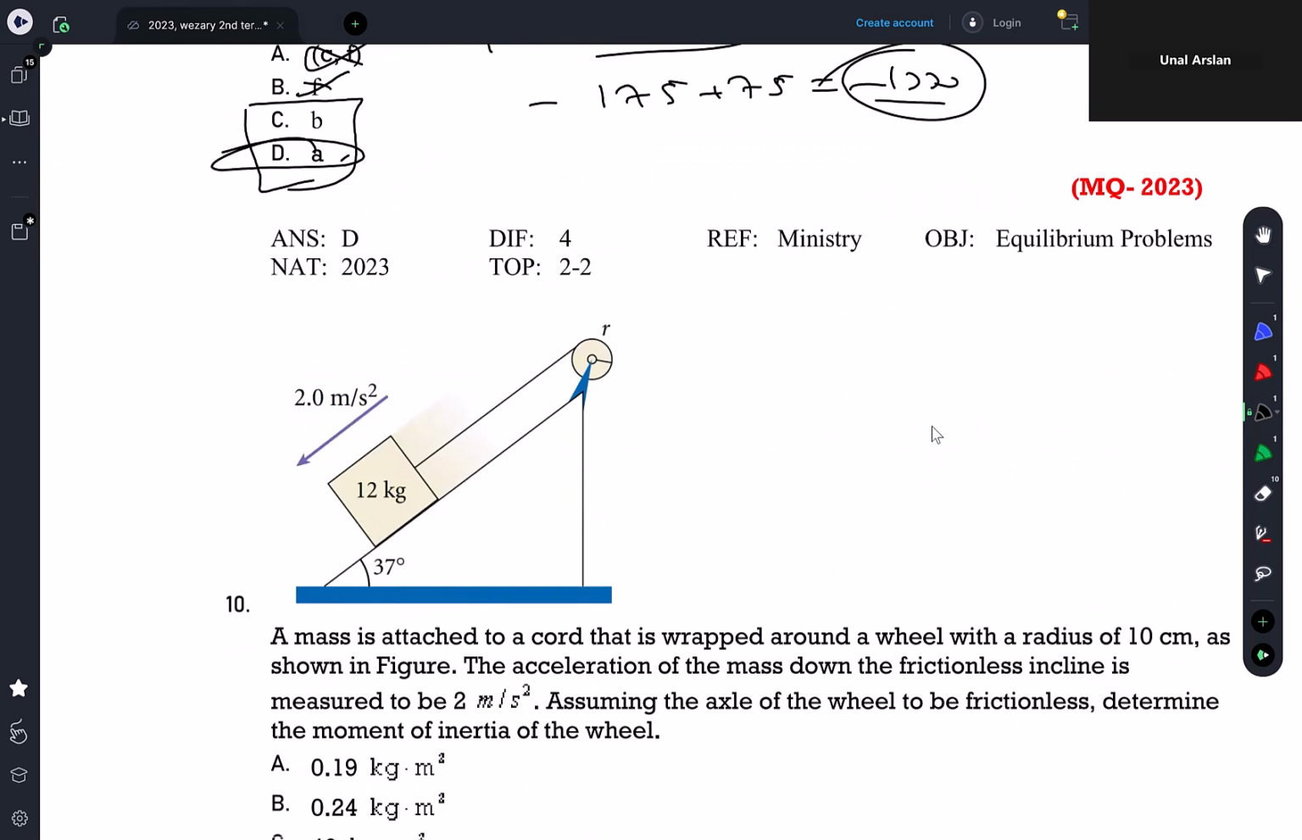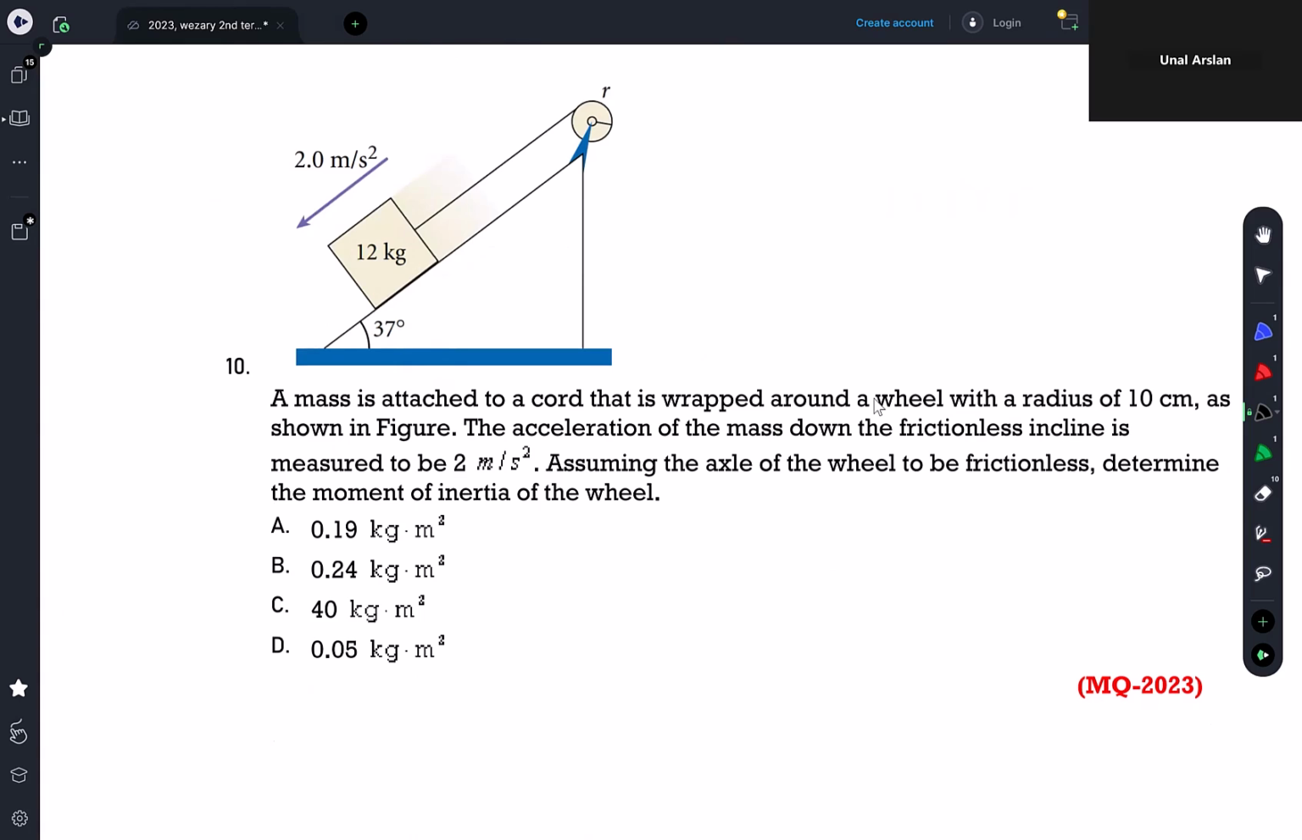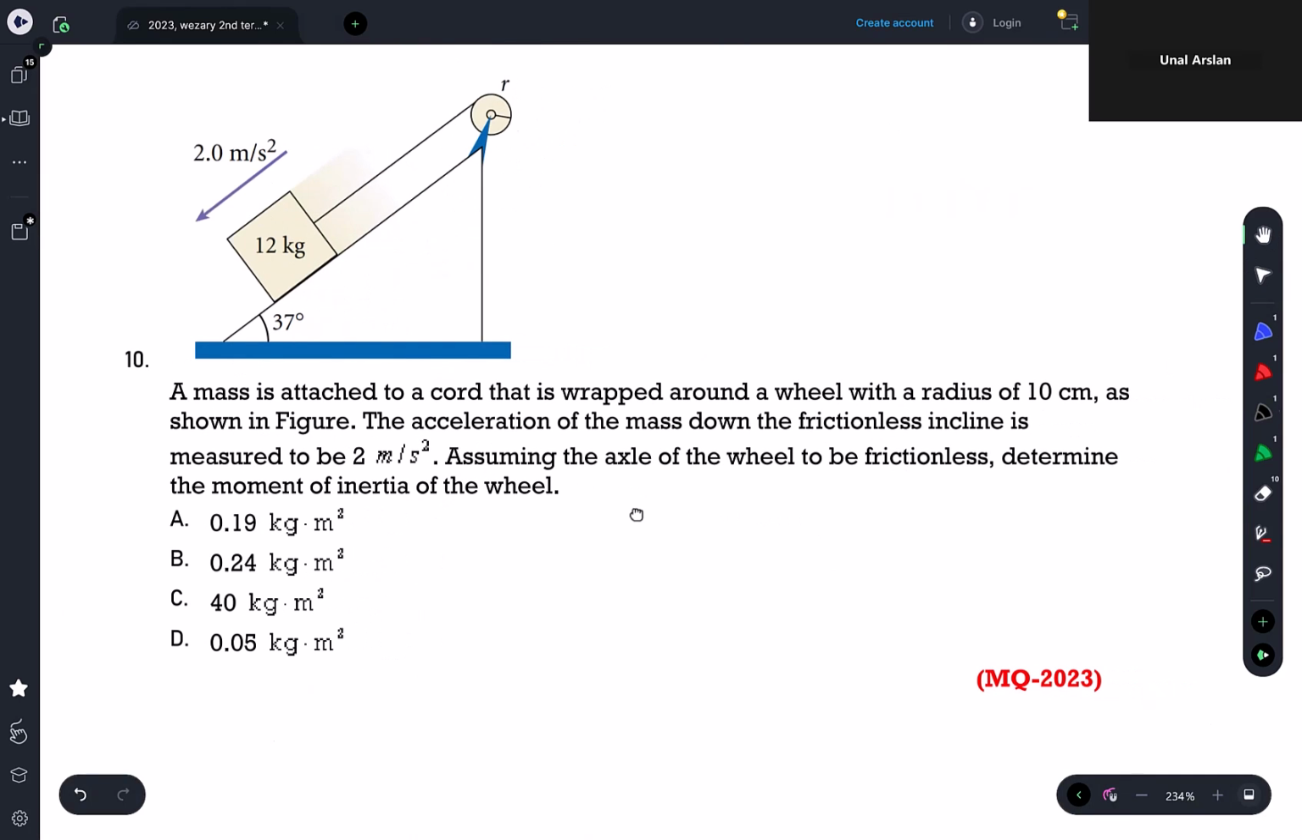And this question is from the book, one of the chapter questions. It says that a mass is attached to a cord that is wrapped around a wheel with a radius of 10 centimeters as shown in the figure. The acceleration of the mass down the frictionless incline is measured to be 2 meters per second squared. Assuming the axle and wheel are frictionless, determine the moment of inertia of the wheel.